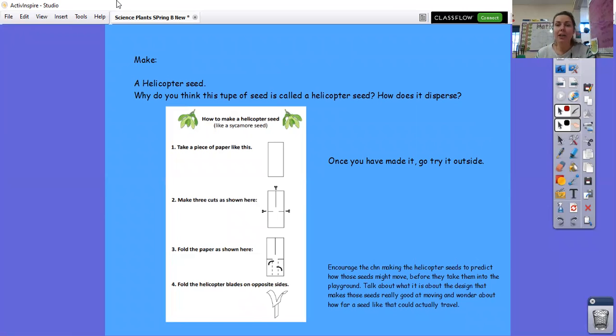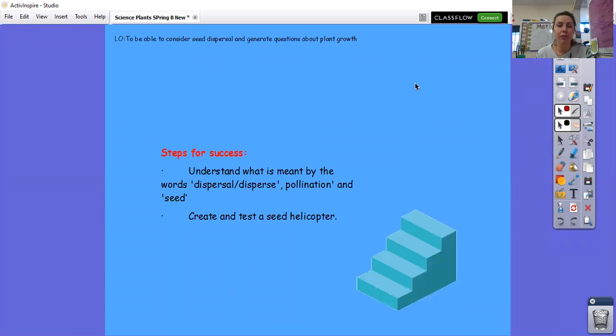Right, and by the end of this lesson, you definitely would have learned how the pollination works, what's the purpose of the seed, and what does dispersal and disperse mean when we're talking about seeds and their life cycle. And then you would have also hopefully have made a seed helicopter to test out. And that's it for science this week.